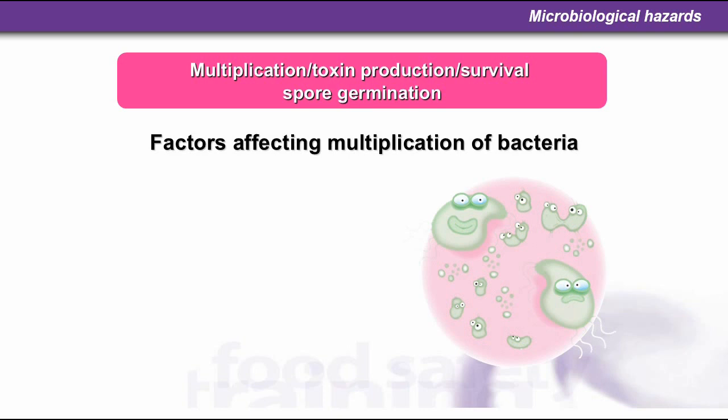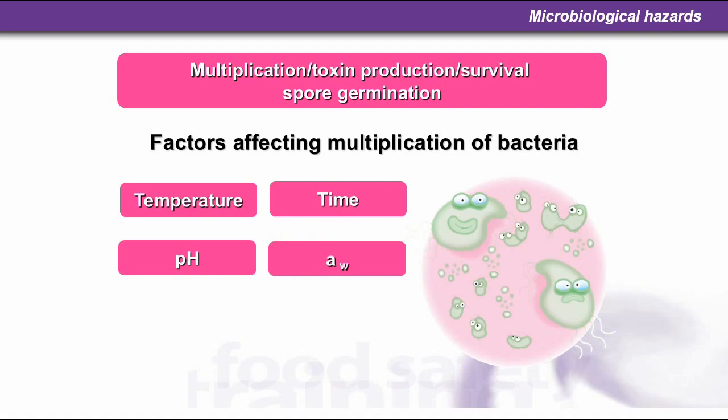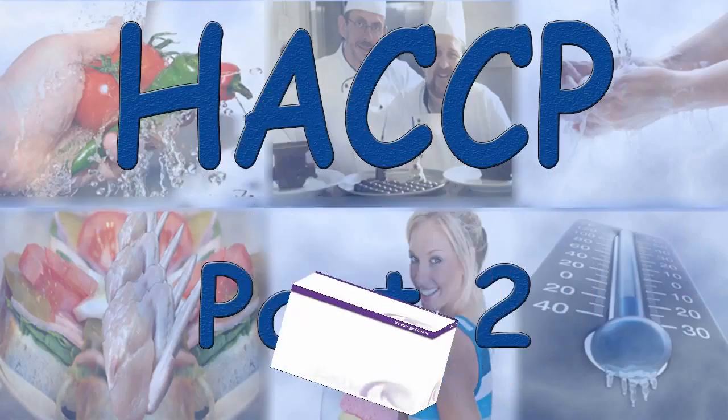Factors affecting multiplication of bacteria include temperature, time, pH, or the level of acidity, alkalinity, AW, which is the availability of water or moisture, oxygen, nutrients available, and preservatives.